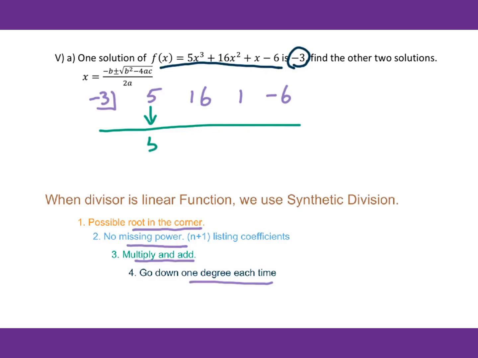Drop down the first one. Multiplication, you get negative 15. Adding is 1. Multiply by negative 3, adding gives negative 2. Multiply by negative 3, you get 6, adding is 0. For the leading degree, this is x to the third power, so we drop down to x squared. Here's x.